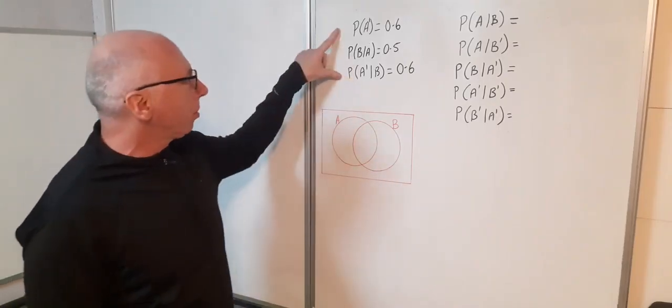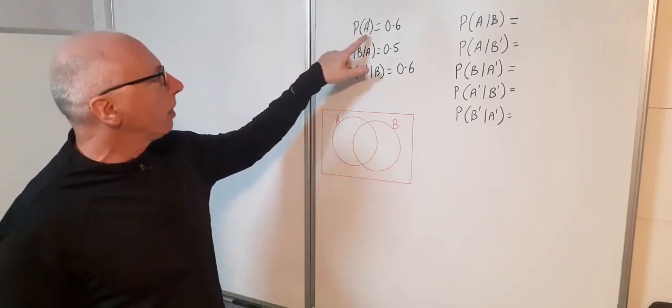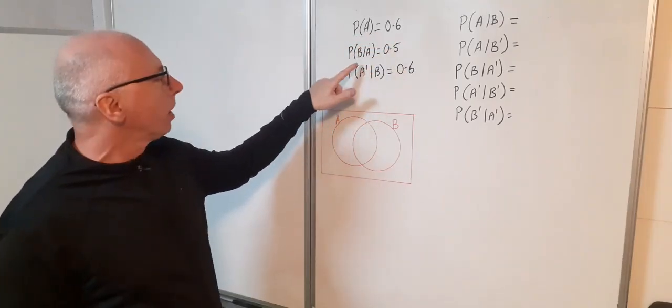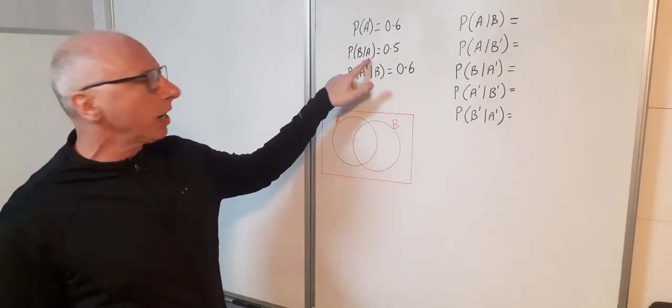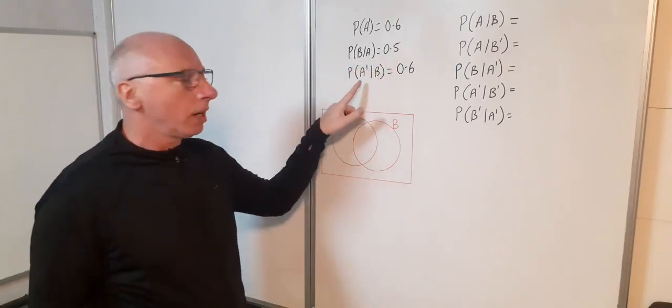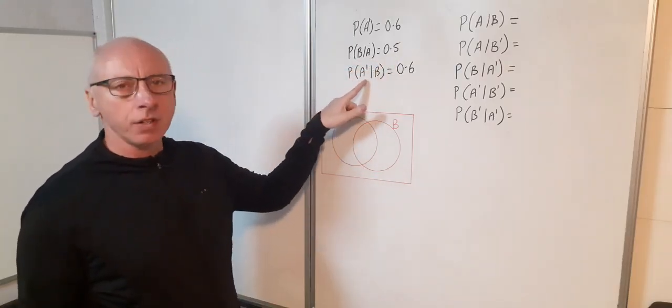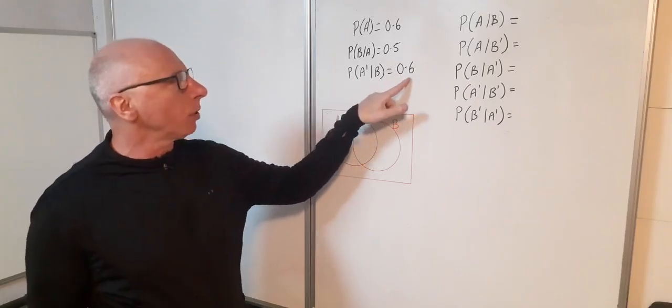Now we're given these three bits of information. The probability of not A is 0.6. The probability of B given A has already happened is 0.5. The probability of not A given B has already happened is 0.6.